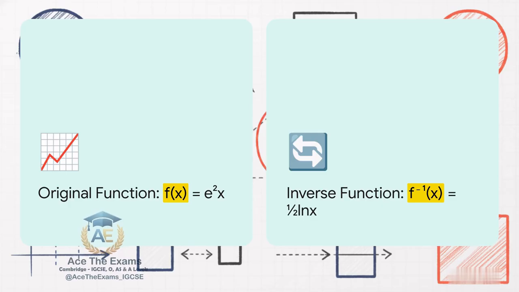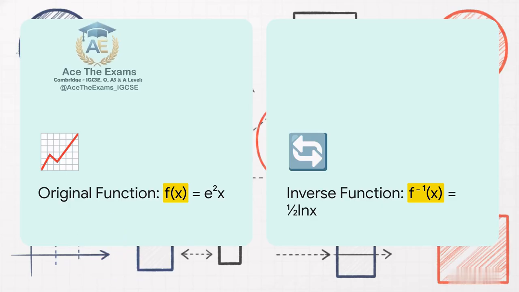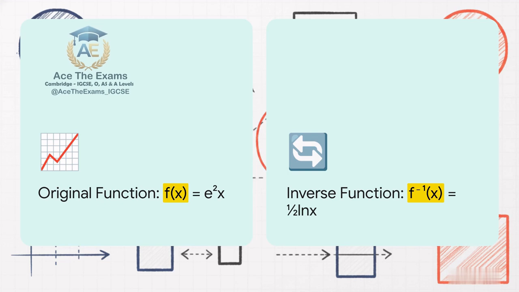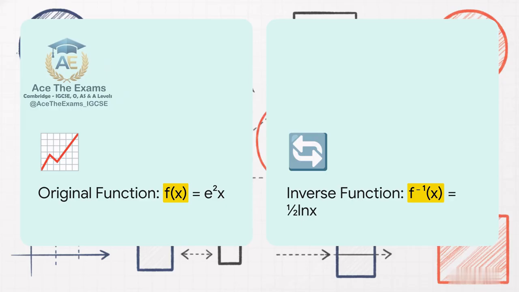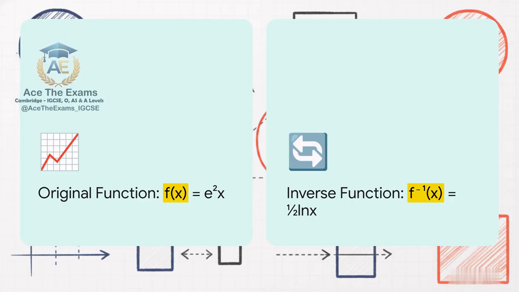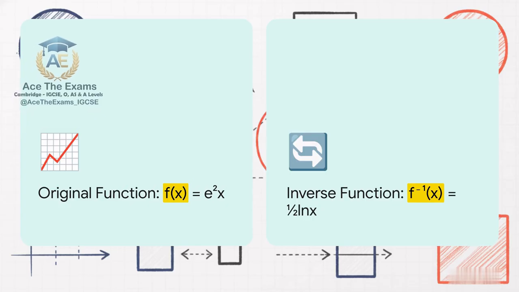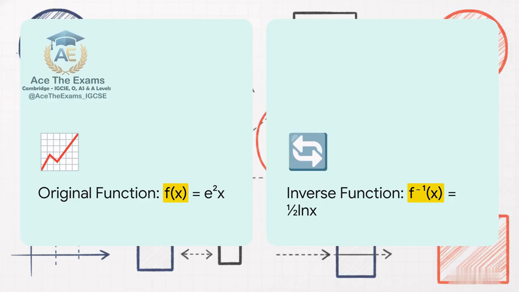Now we need to execute the algebra to make x the subject. To get that x out of the exponential power, we have to apply the natural logarithm to both sides of the equation. So you write down ln of y equals 2x. We then isolate x completely by dividing both sides by 2, which leaves us with x equals 1/2 times the natural log of y. Boom, the algebra is done. Method marks secured, but we are not finished.